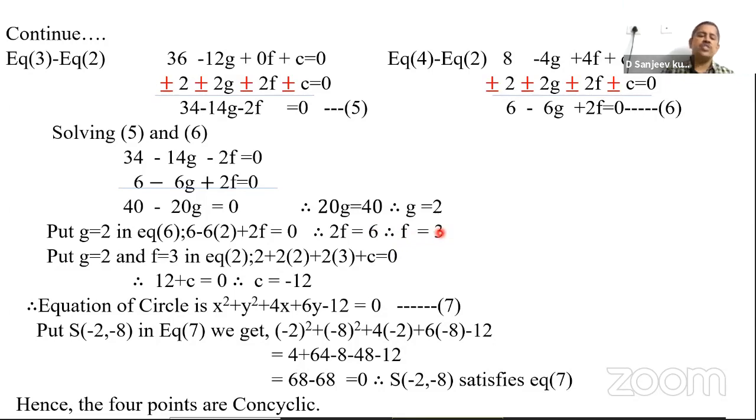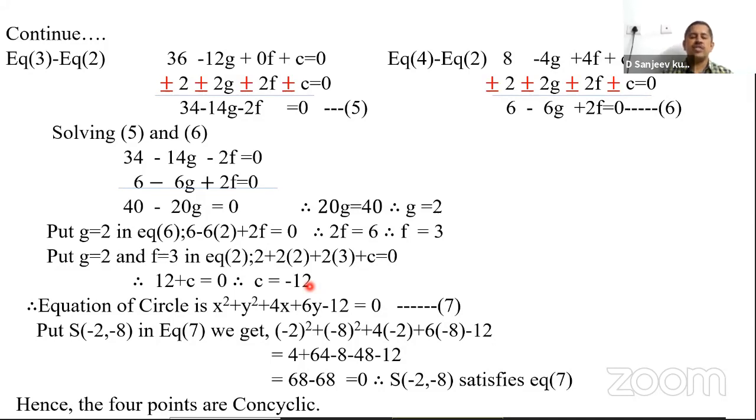So you got the value of g, you got the value of f. Now you're going to put the value of g and f in any of the second equation, third equation, or fourth equation. I have chosen the second equation: 2 plus 2g plus 2f plus c is equal to 0. So put g value as 2 and f value as 3. So 2 plus 2 into 2 is 4, 2 into 3 is 6. So 2 plus 4 plus 6 is 12. 12 plus c is equal to 0. So the value of c is minus 12. Now you got the values of g, f, c.